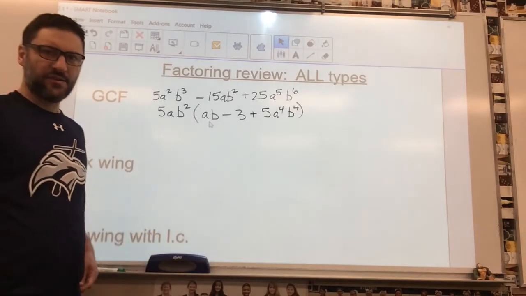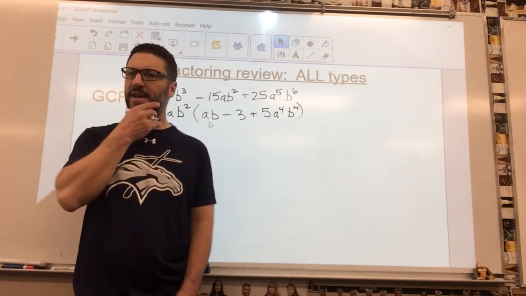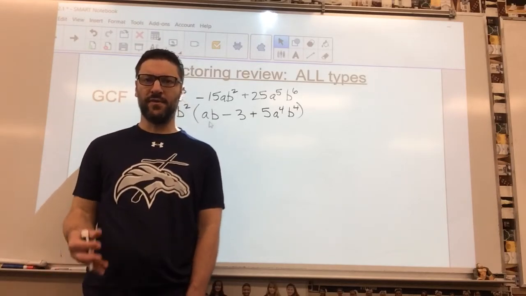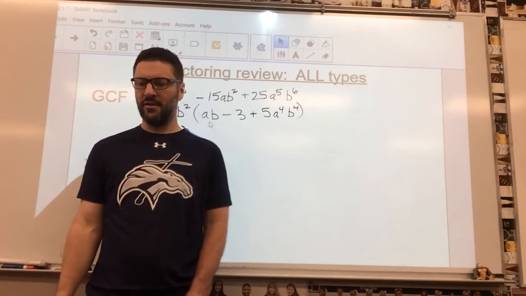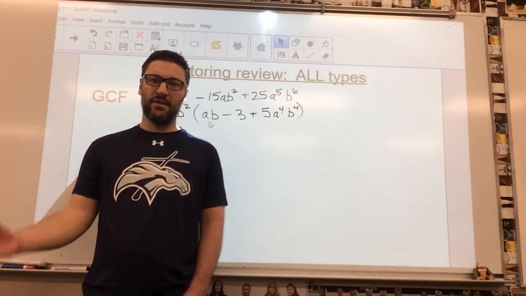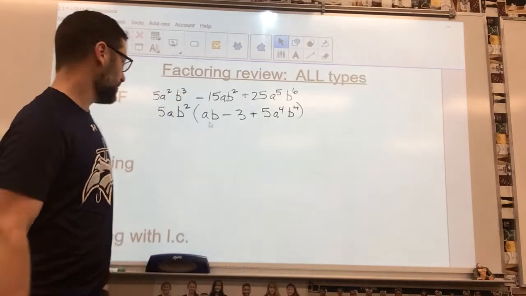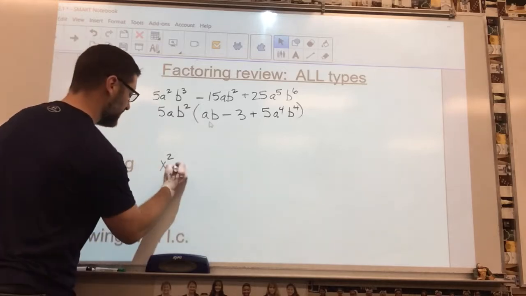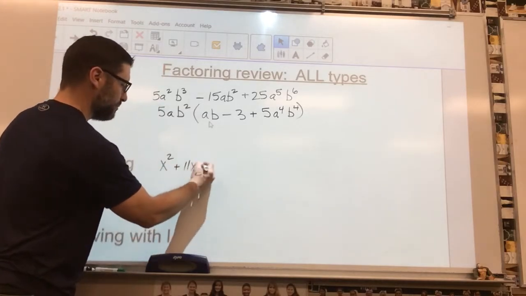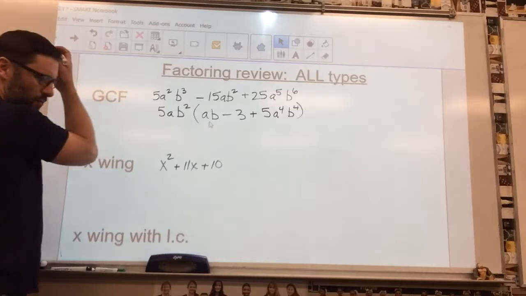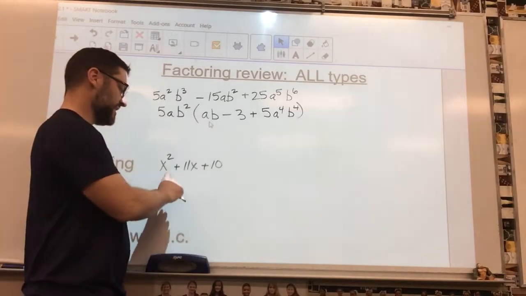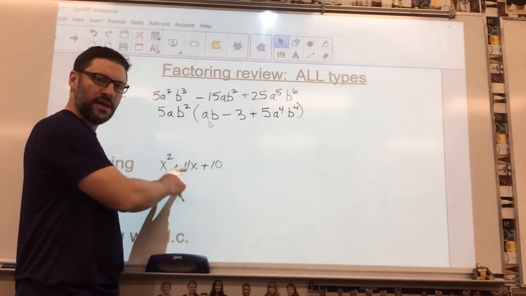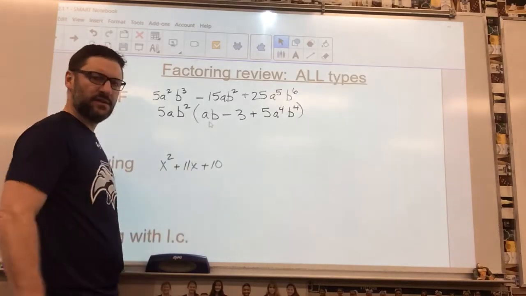The second type of factoring is trinomial factoring, and there's a lot of techniques to do this, depending on where you're at and what teacher you've had for some of your algebra 2 background. We do a method called X-wing factoring. I'll show you that real quick. X-wing factoring is x squared plus 11x plus 10. And what X-wing factoring entails is it takes this trinomial and breaks it up into the 2 binomials that you would get if you FOILed those binomials out to get back to this trinomial.